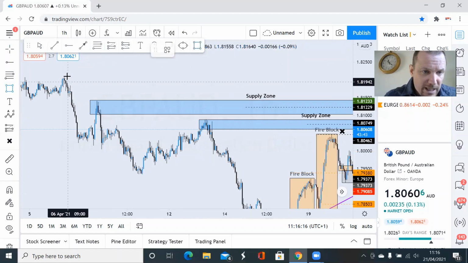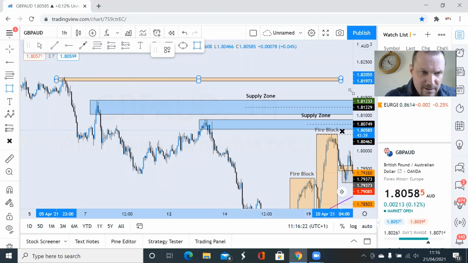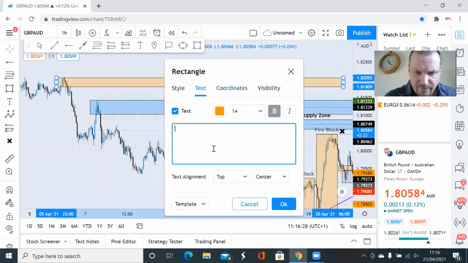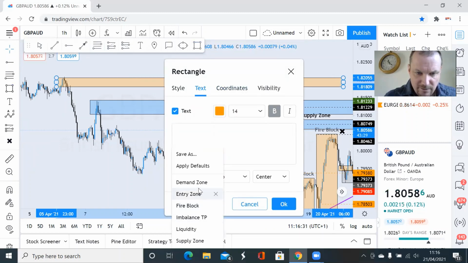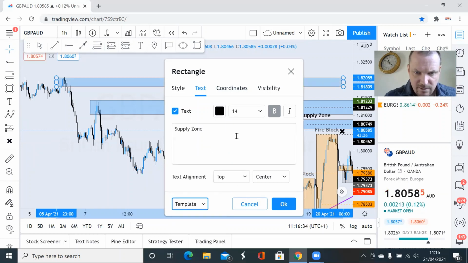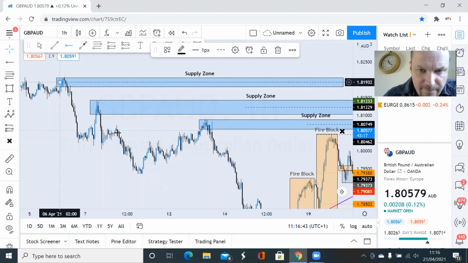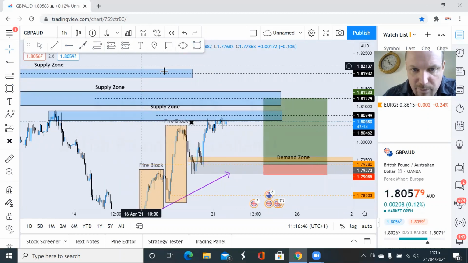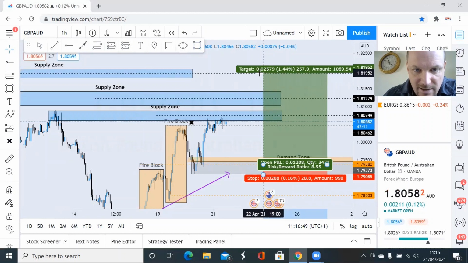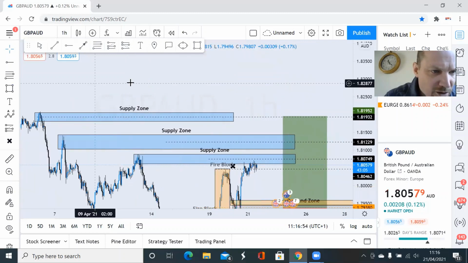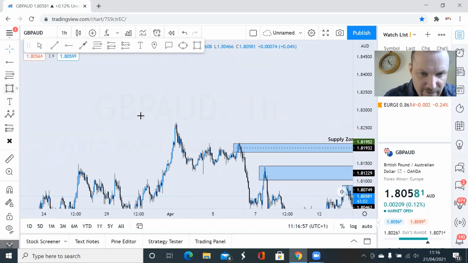Again, just to give you an idea, we've got another one here. You see the blue wick. Wick to wick, your template, you've got a supply zone. Okay, so you see, we are in essence just building areas where price could potentially go to. And there's a 1 to 8. Again, you've got another one on the very, very top.